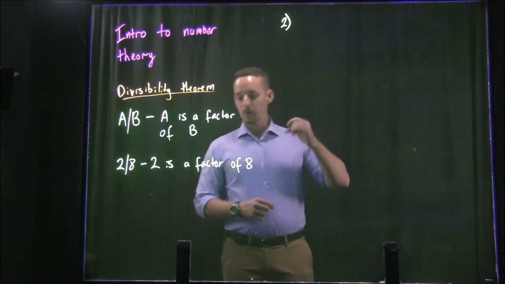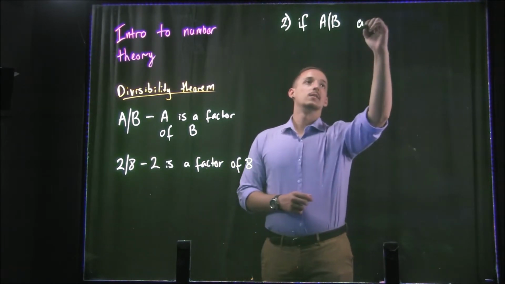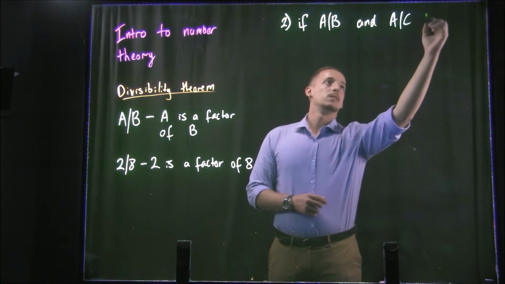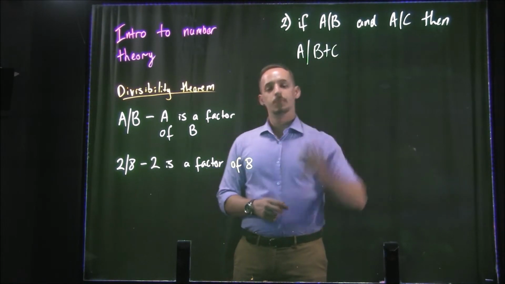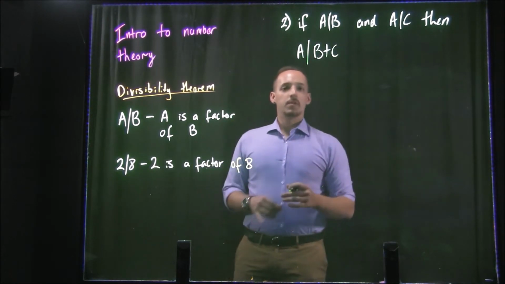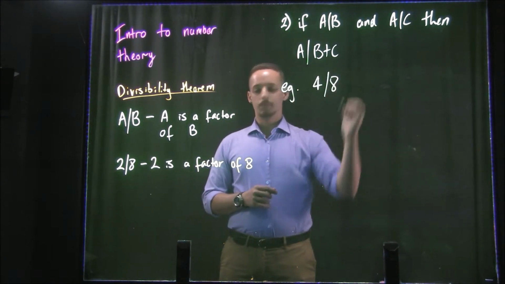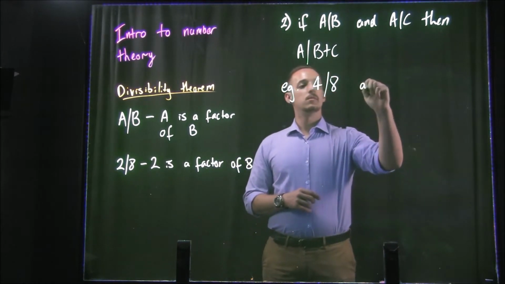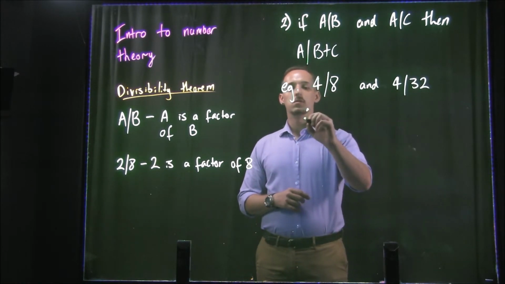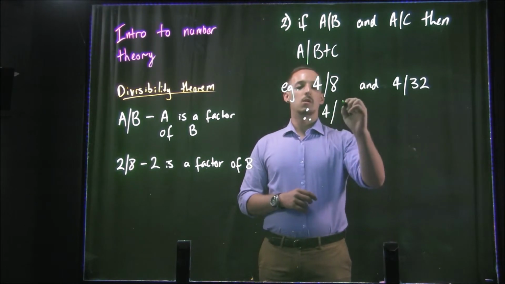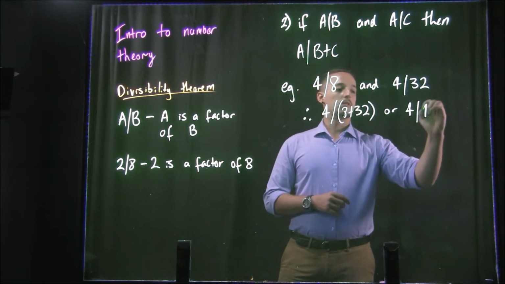Our second rule was if A is a factor of B and A is a factor of C, then A is a factor of B plus C. Okay, so we'll go with nice even numbers again. So example, 4 is a factor of 8, and 4 is a factor of 32. Therefore, 4 is a factor of 8 plus 32, or 4 is a factor of 40.